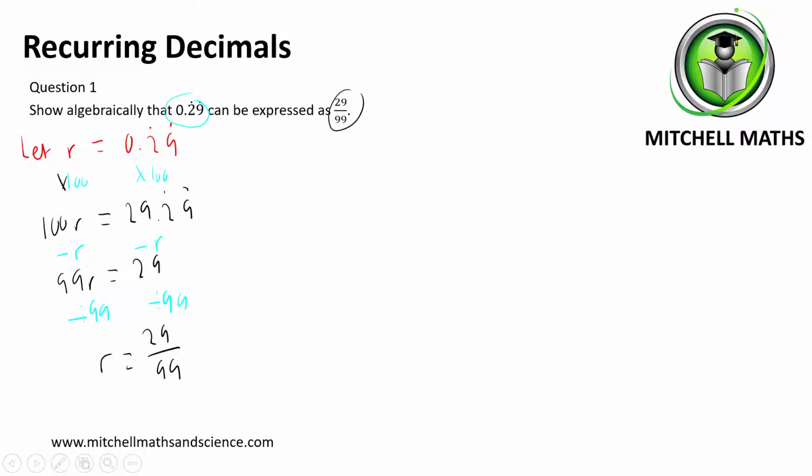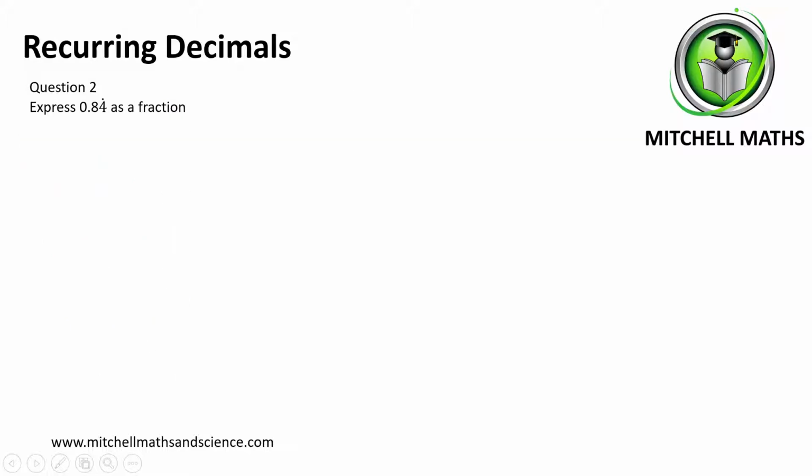Once you do some of these, you'll notice that if you have 0 point and then two decimals recurring, it'll always be that number over 99. Always do check though if you can simplify it or not, sometimes you will be able to.